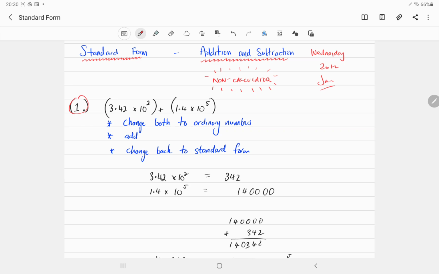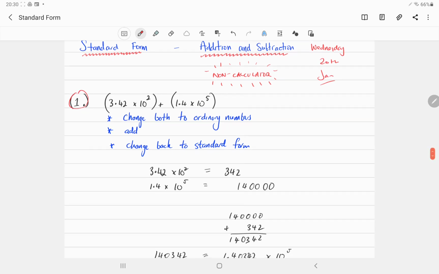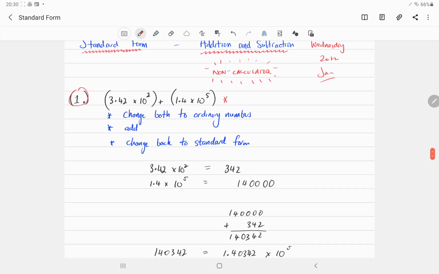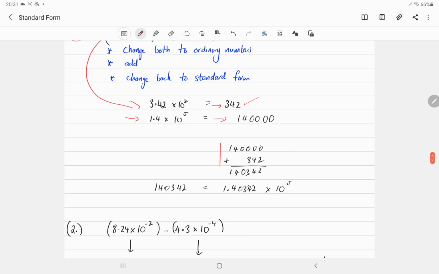These are all non-calculator questions. So you need to be comfortable with the last video. If you're not, go back and have a look over it again. But what we need to do to perform this particular operation is change standard form into ordinary form. So the two numbers are changed into ordinary form, and then you have to add them together without a calculator. Have your own method for addition. I'm not going to go over how to do column addition, but add them together.